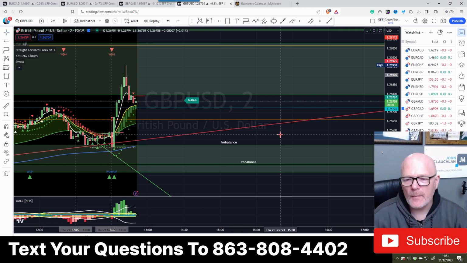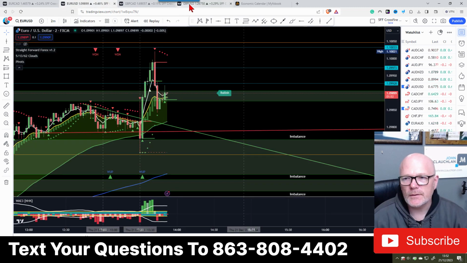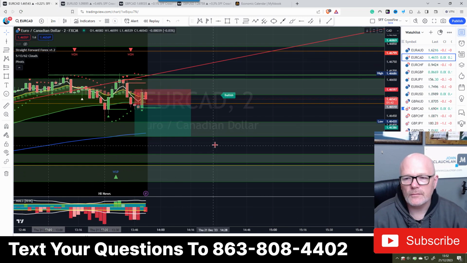Pound US dollar. Yeah, nothing happening on that one. Euro US dollar. Yeah, it's the same look. GBP CAD and Euro CAD. Very similar looking.